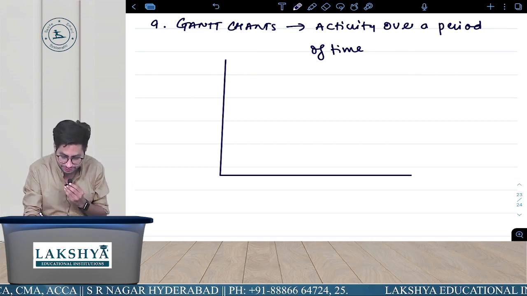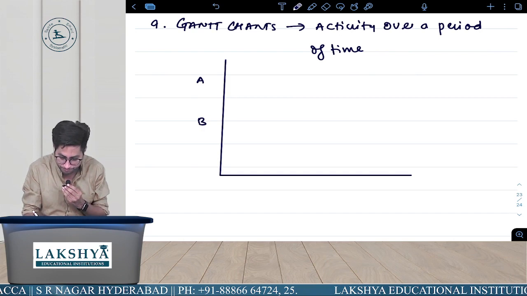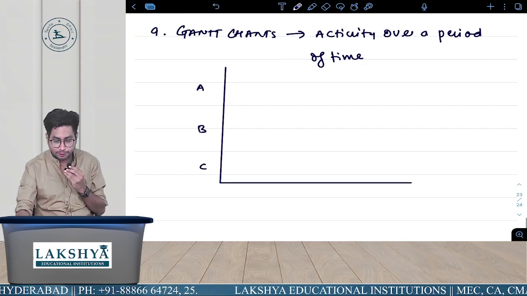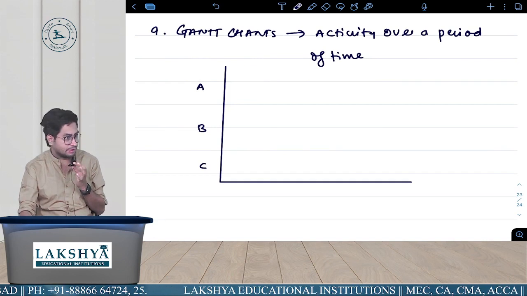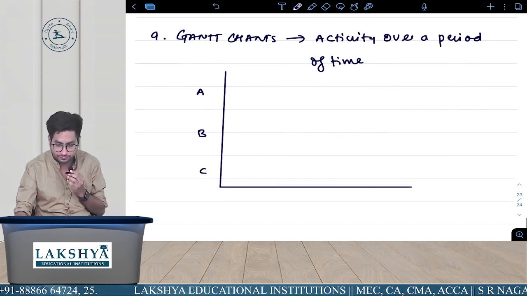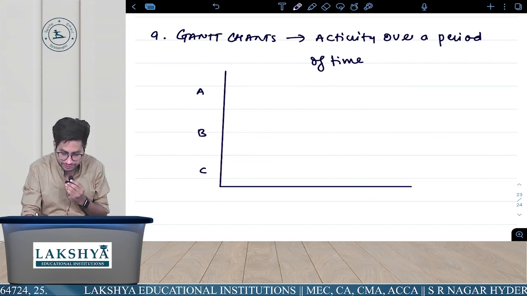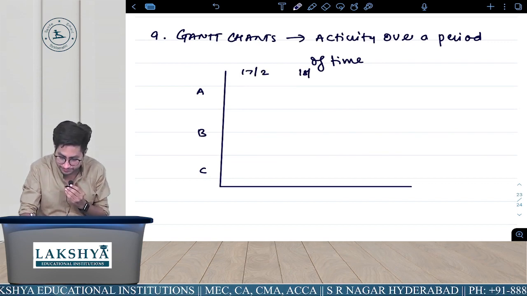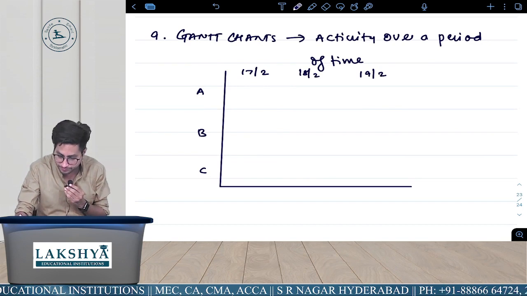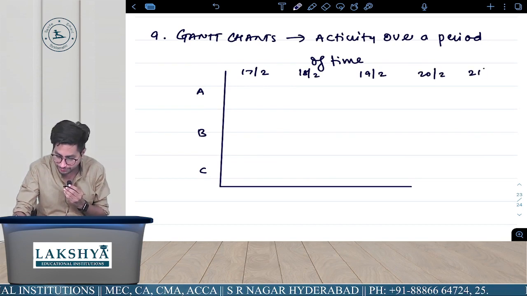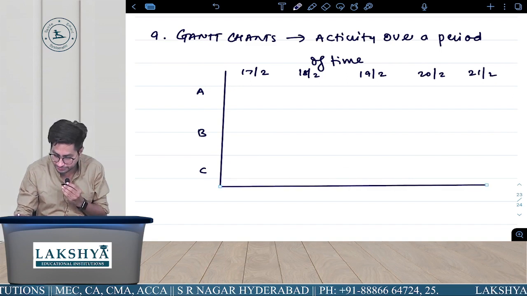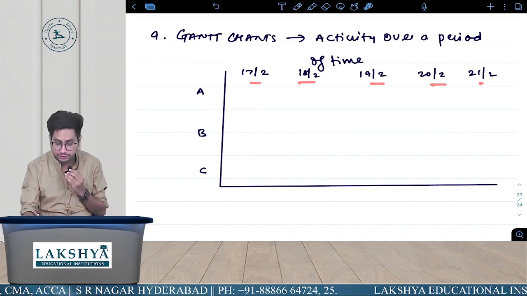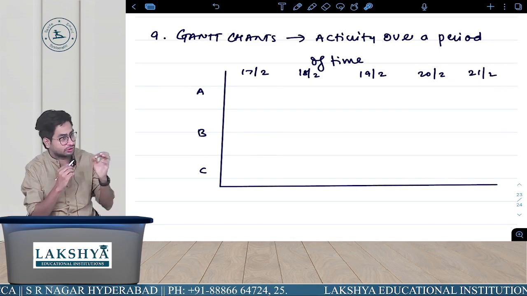Like, let us say employee A, employee B, employee C. Clear? I have 3 employees, and I've given them some work. Now, let us say this is 17 February, 18 February, 19 February, 20 February, 21st February. So how many days have I given them to complete the work? 1, 2, 3, 4, 5. Every person I've given the same work.